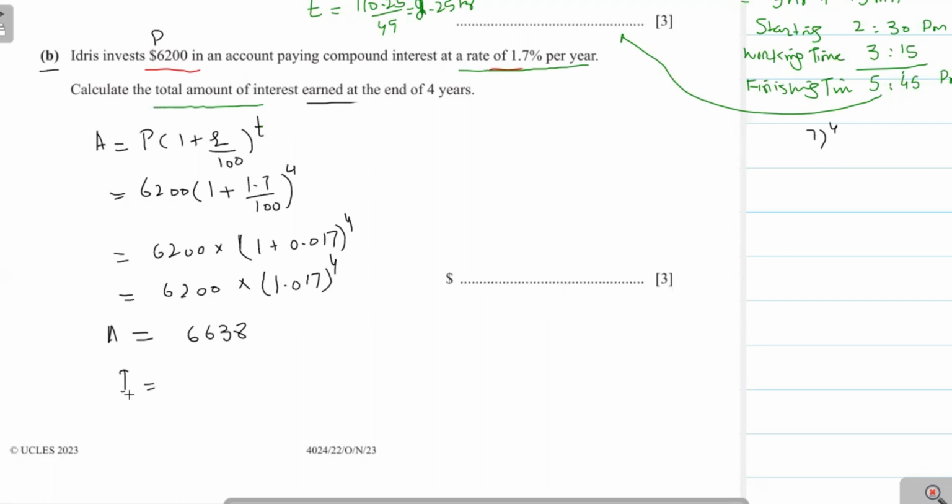Therefore, the interest amount will be equal to the total amount after 4 years minus the investment amount. Therefore, 6638 minus 6200, and this will be equal to 438. This is the total interest at the end of 4 years. This is the answer.